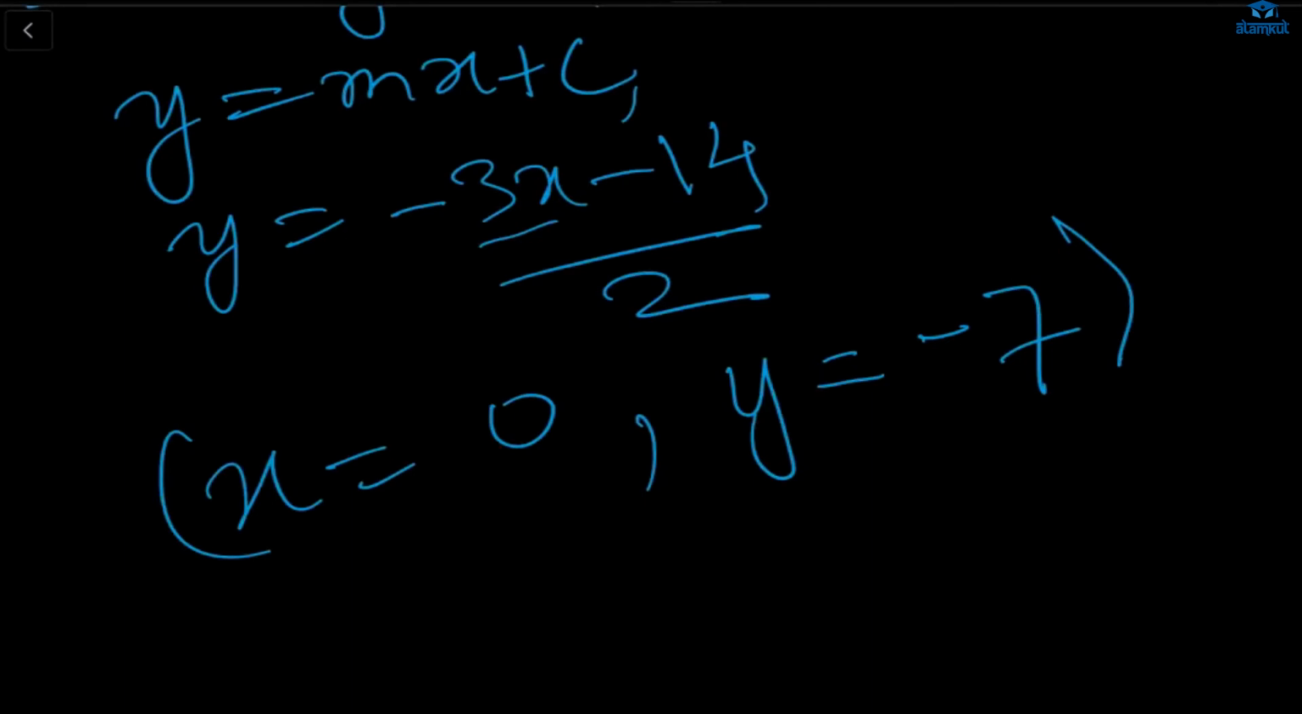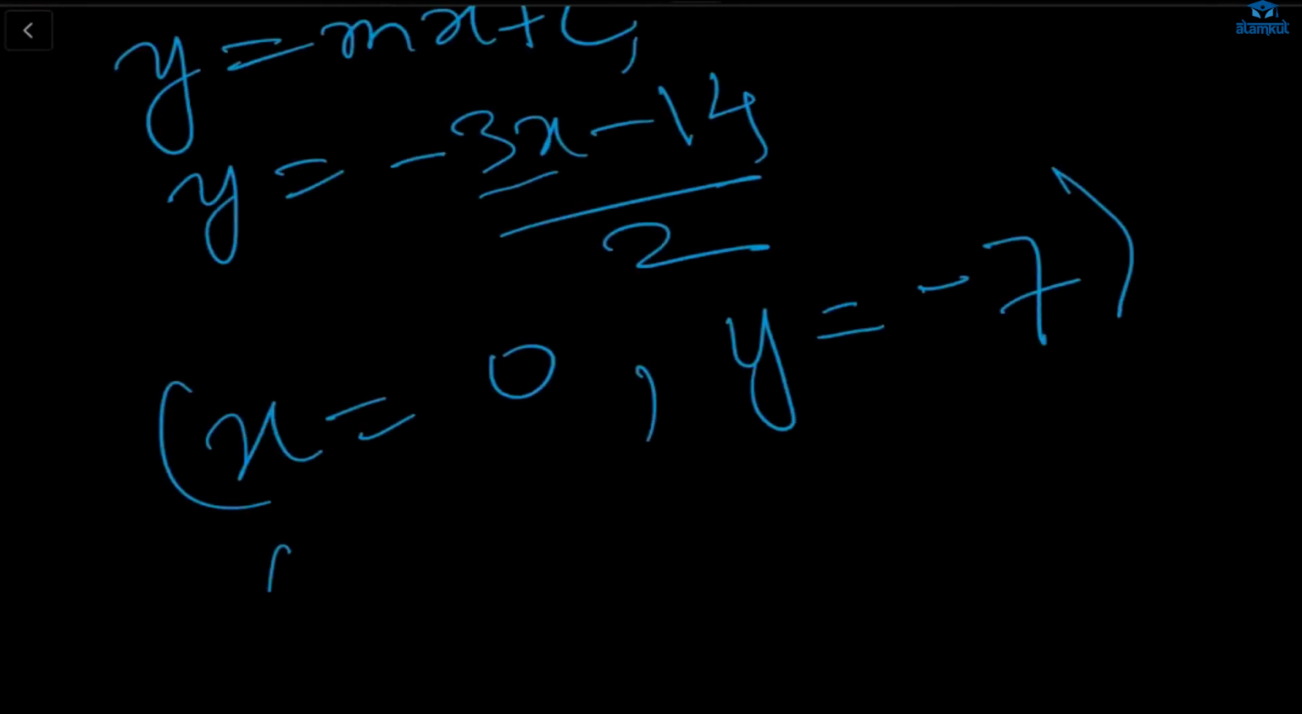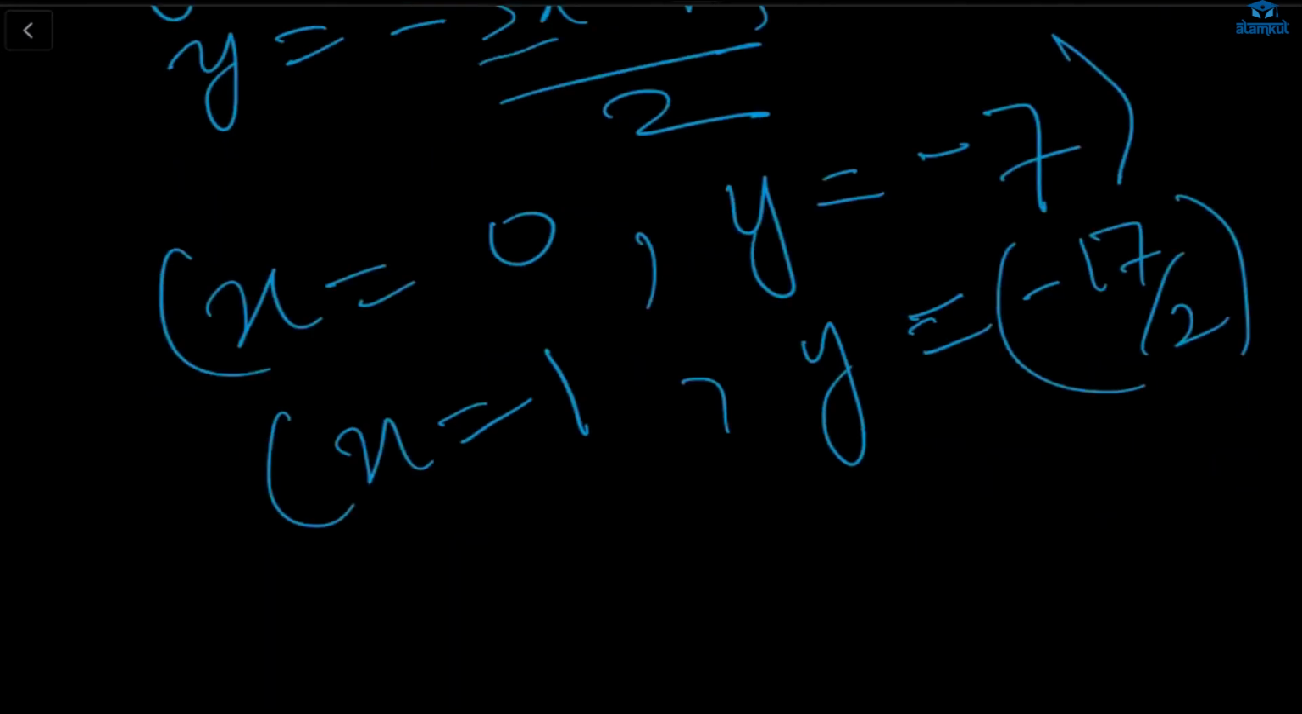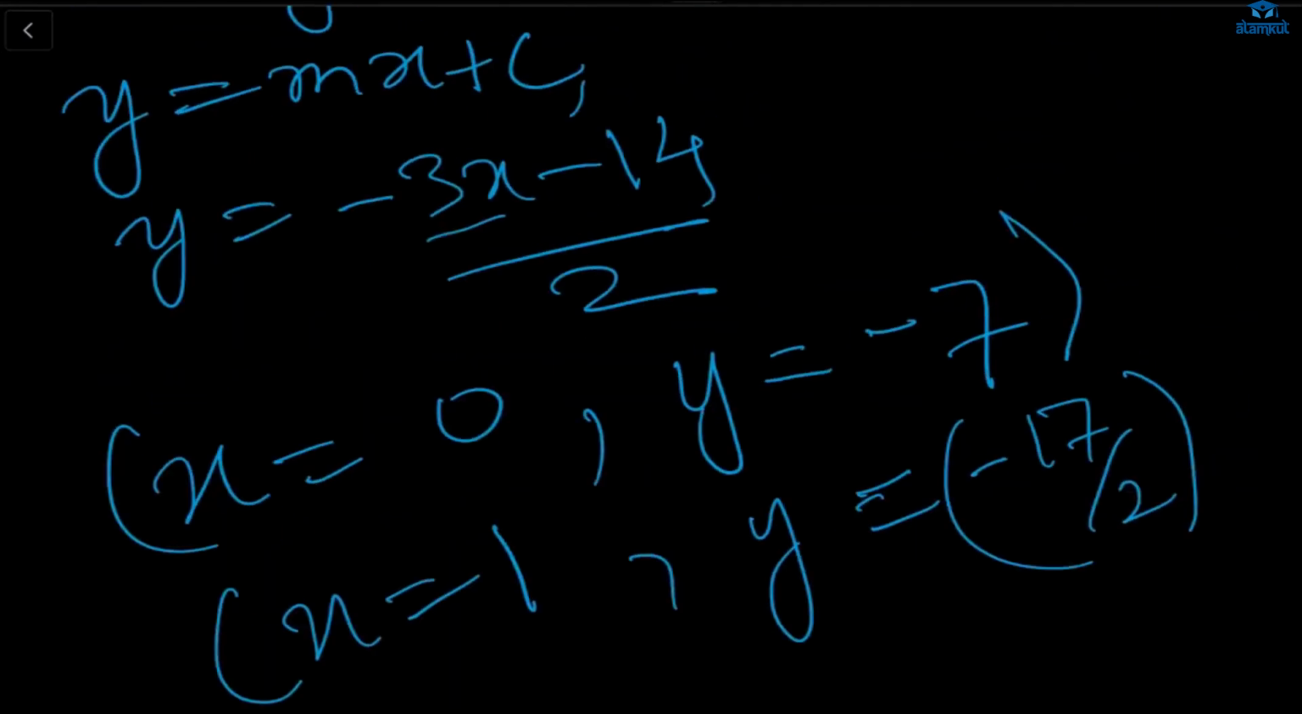Okay, first point. Similarly, you can keep x is equal to 1. If you keep x is equal to 1, what will be the value of y? Ma'am, how? The x value is 1, so minus 3, 3 ones are 3. So minus 3 minus 14 by 2. I wasn't seeing the equation. Okay.